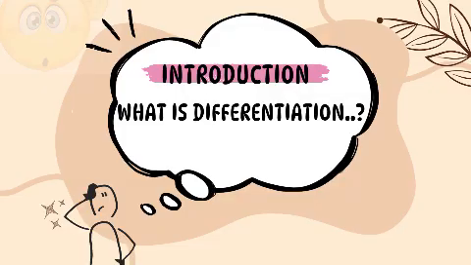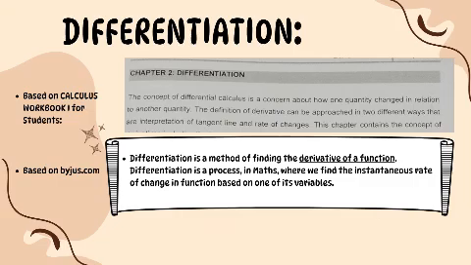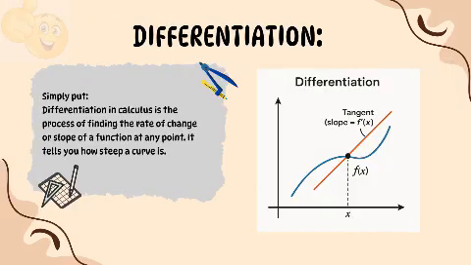Introduction. What is differentiation? Differentiation refers to the concept of differential calculus as a concern about how one quantity changes in relation to another quantity. The definition of derivative can be approached in two different ways: interpretation of tangent line and rate of change. Differentiation is a method of finding the derivative of a function. Differentiation is a process in maths where we find the instantaneous rate of change in a function based on one of its variables. Simply put, differentiation in calculus is the process of finding the rate of change or slope of a function at any point. It tells you how steep a curve is.